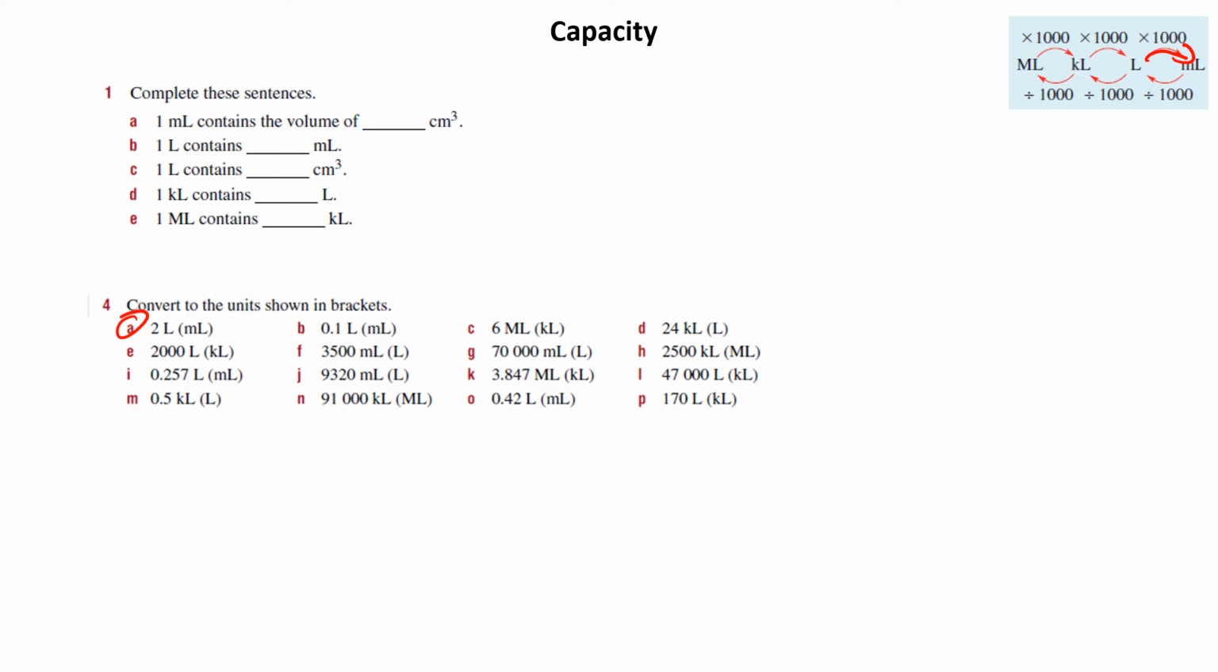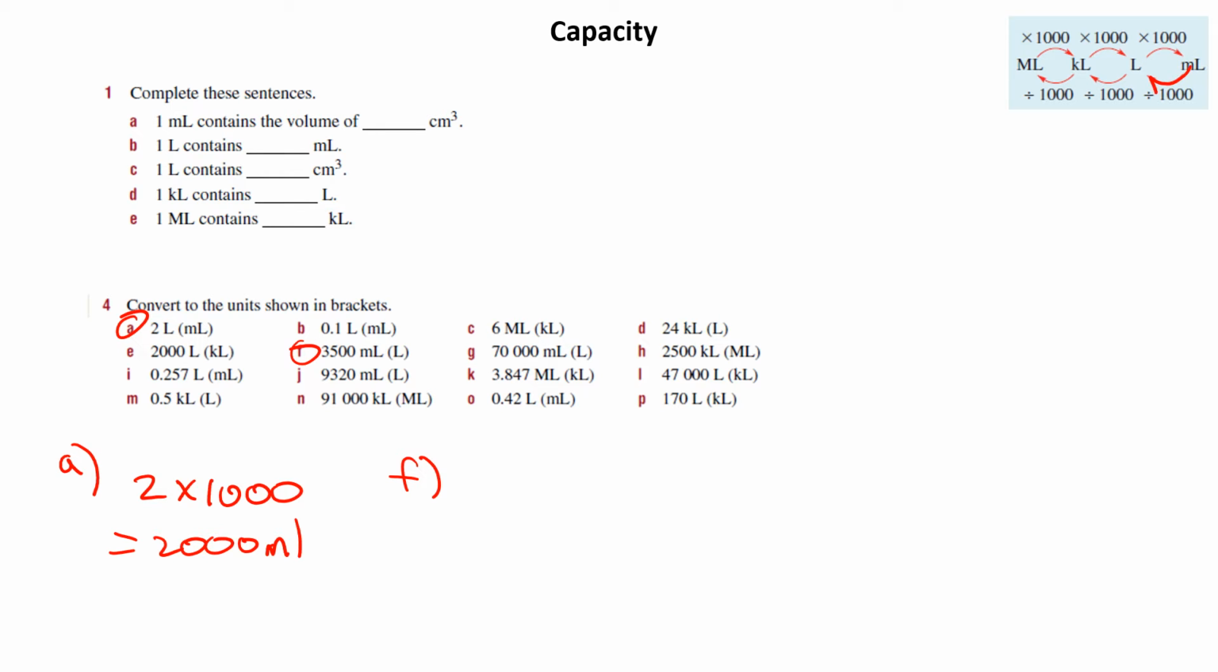So for example, for A, I'm going from liters to milliliters. So from liters to milliliters, I'm going to multiply by 1,000. So I'm going to go 2 times 1,000, and that's going to equal 2,000 milliliters.